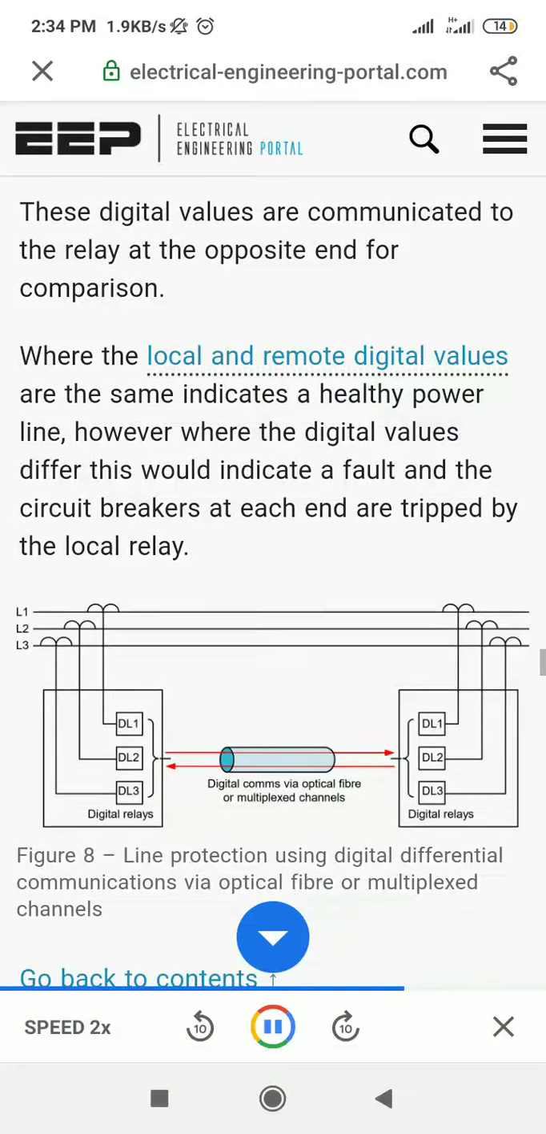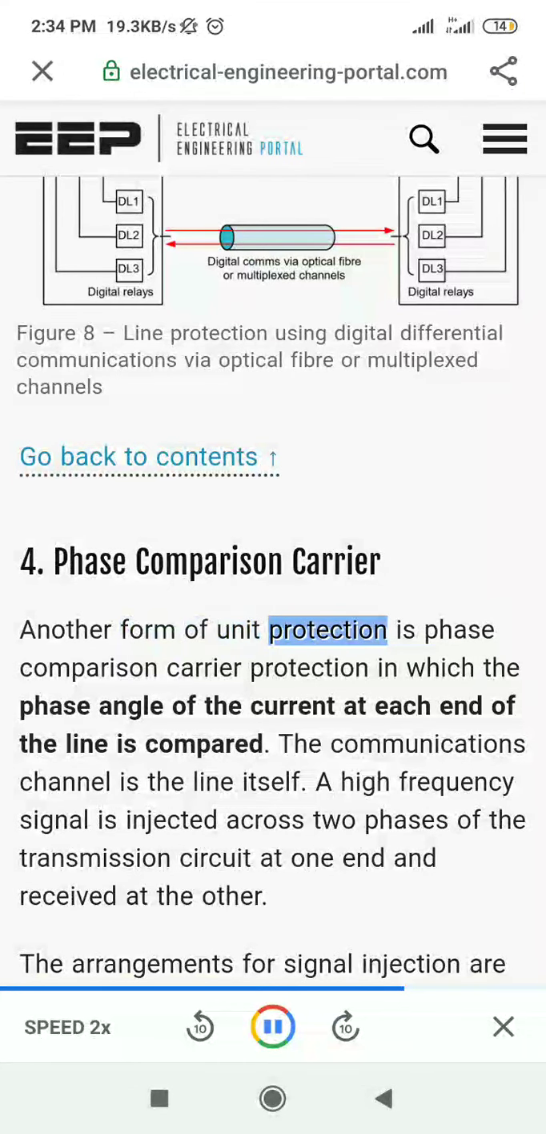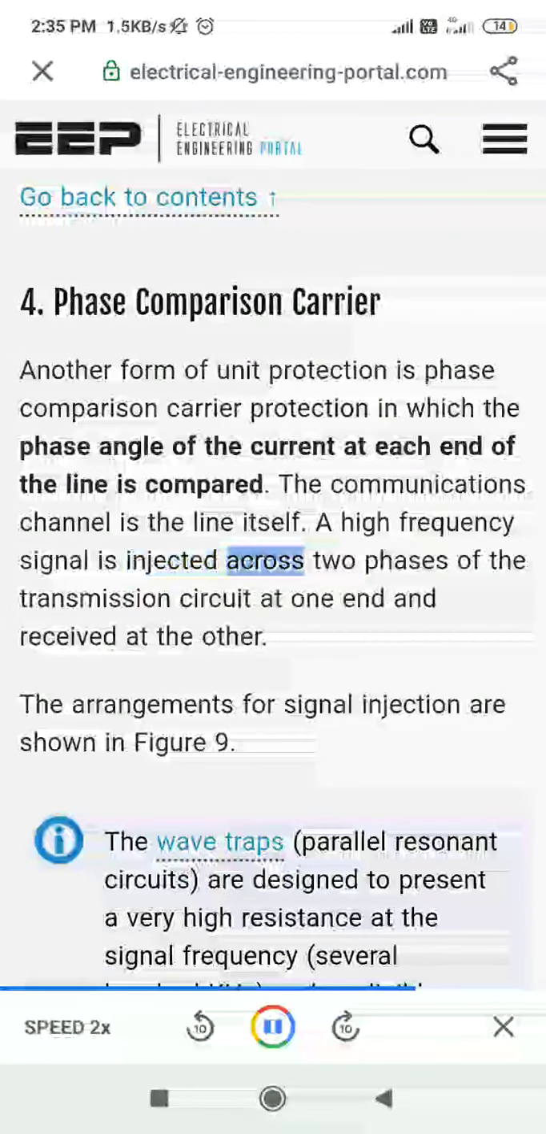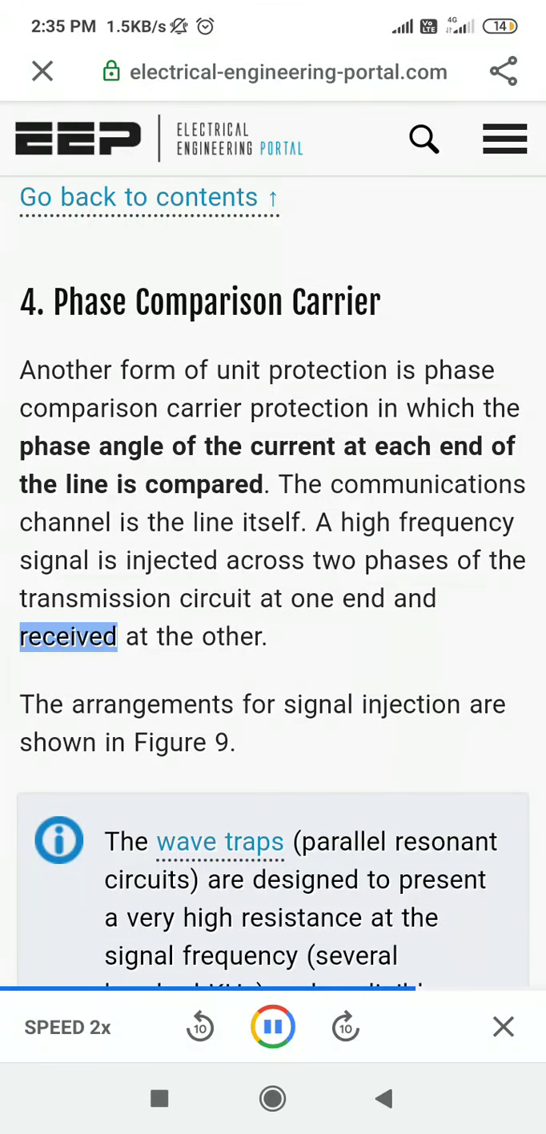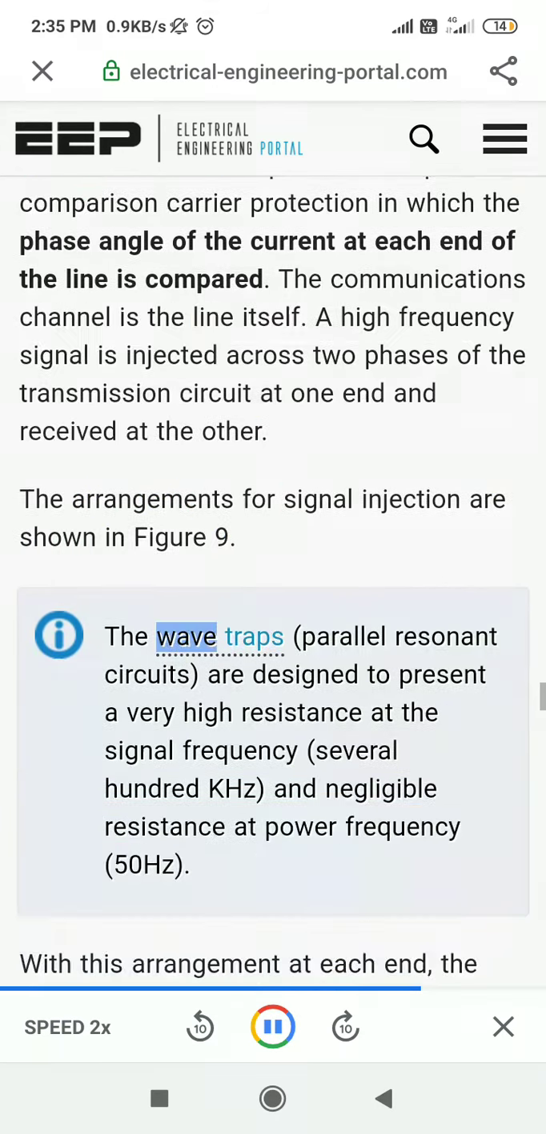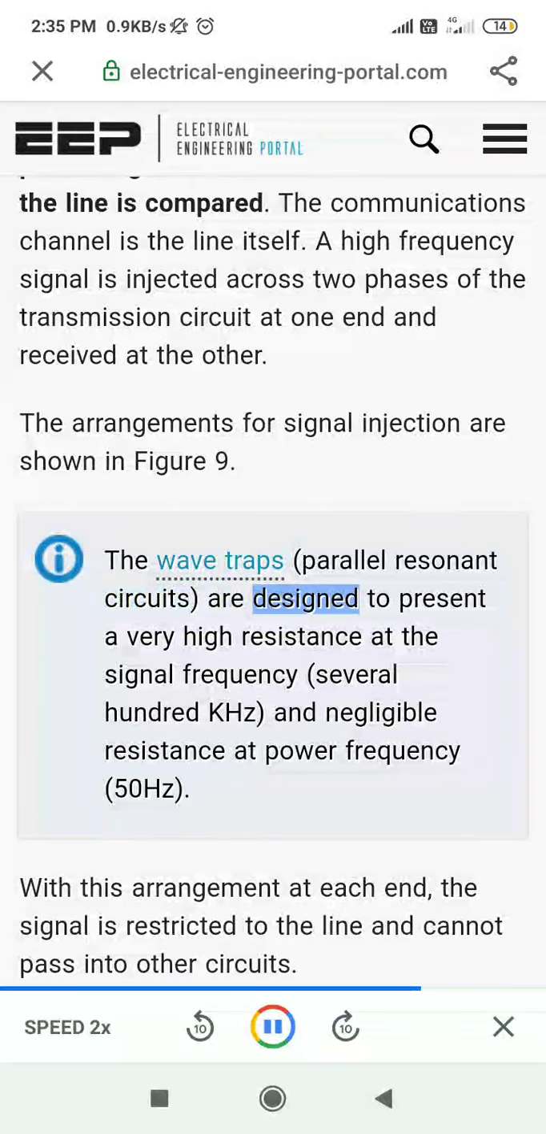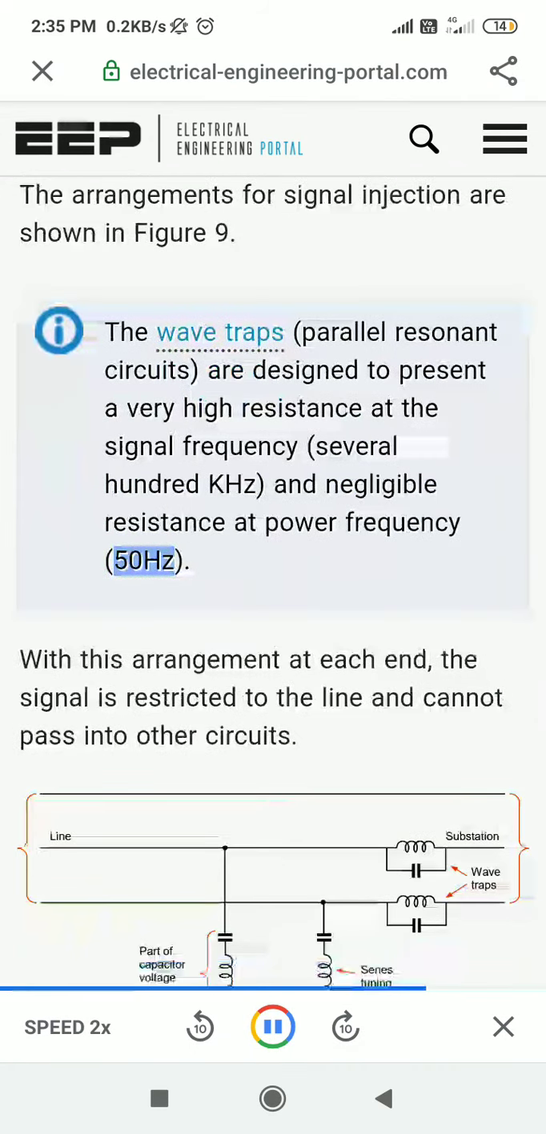4. Phase comparison carrier. Another form of unit protection is phase comparison carrier protection, in which the phase angle of the current at each end of the line is compared. The communications channel is the line itself. A high-frequency signal is injected across two phases of the transmission circuit at one end and received at the other. The arrangements for signal injection are shown in figure 9. The wave traps, parallel resonance circuits, are designed to present a very high resistance at the signal frequency, several hundred kHz, and negligible resistance at power frequency, 50 Hz. With this arrangement at each end, the signal is restricted to the line and cannot pass into other circuits.